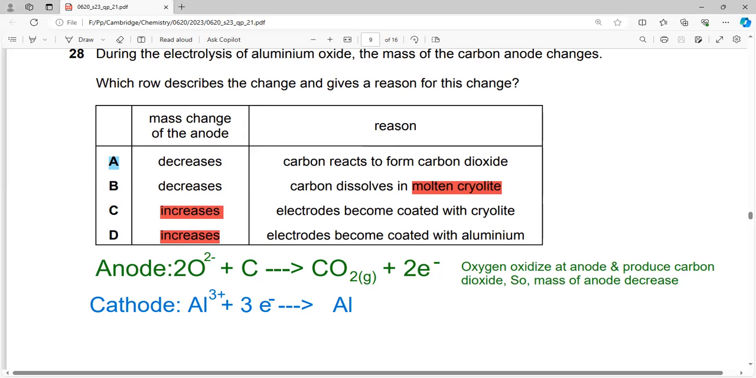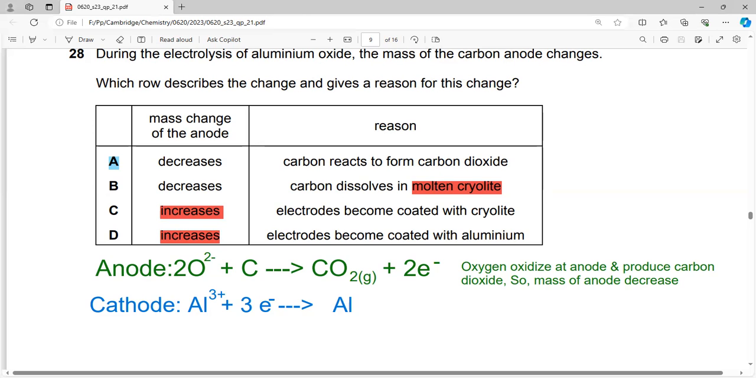So during this electrolysis, sometimes we are using cryolite. It reduces the melting point of aluminium oxide and dissolves the aluminium oxide. So that's why sometimes we can say cryolite is used as a solvent for aluminium oxide. So here, in this reaction, what is happening?